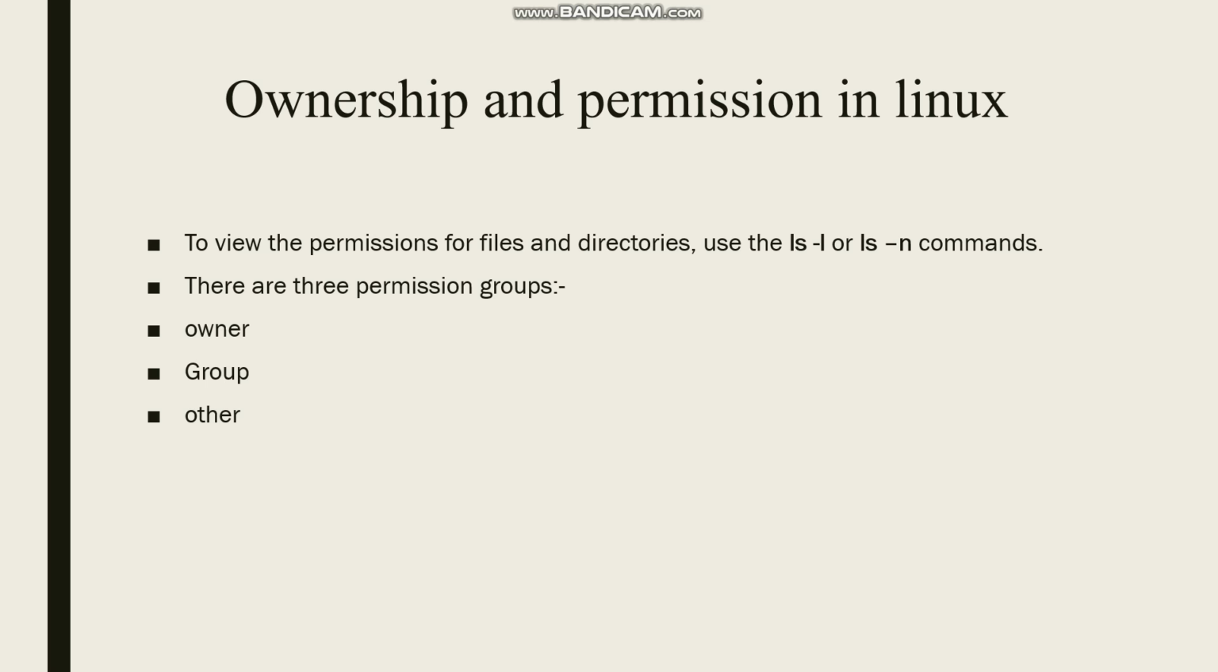So what are ownership and permission in Linux? To view the permissions for files and directories, we use two commands, ls -l or ls -n. Here we come across three things: the owner, group, and other. Owner means the permissions used by the assigned owner of the file or directory. Group means the permissions used by members of the group that owns the file or directory. And other is the permissions used by all users other than the file owner and members of the group that owns the file or directory.